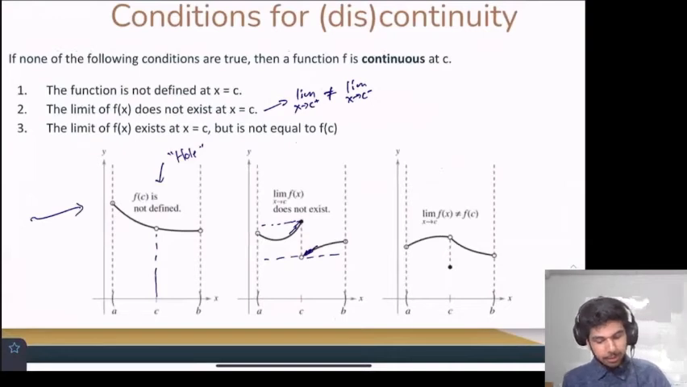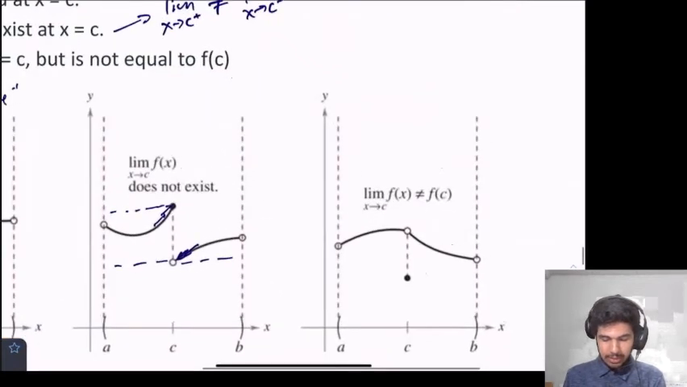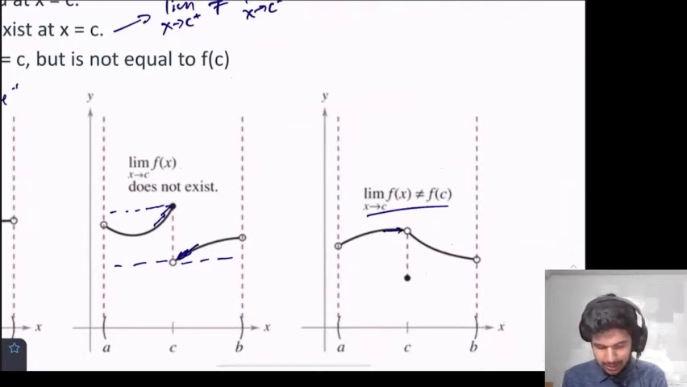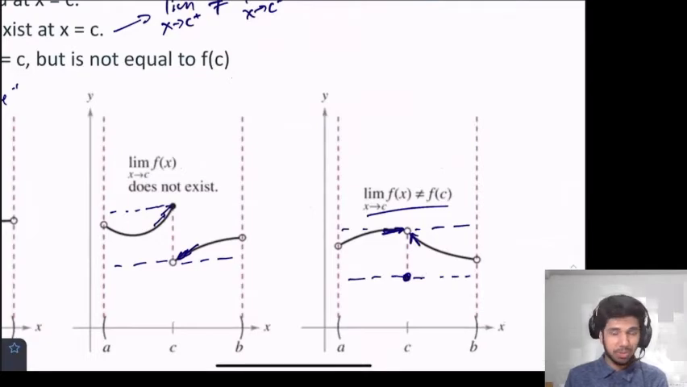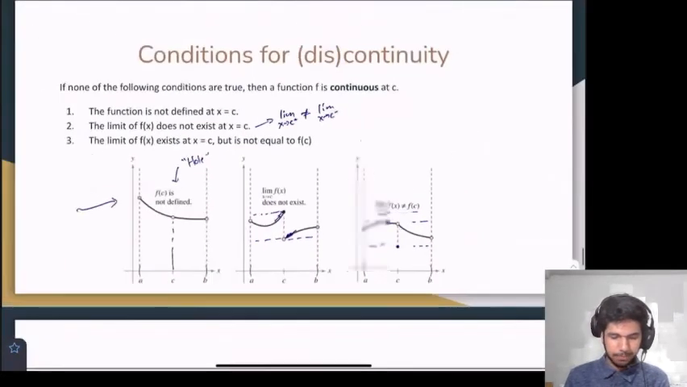Or 3, the limit of f of x exists at x equals c, but it is not equal to f of c. So this is seen here, and this is where we have a hole but c is defined elsewhere. So the limit we can see from the left, it's approaching some value here, and from the right, same thing, but that limit does not equal this point down here. So it's not continuous. There's a hole, but it's just defined at a different place, the function.